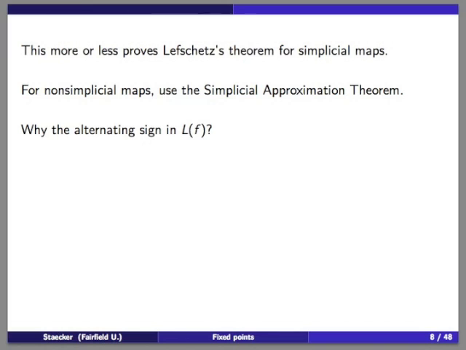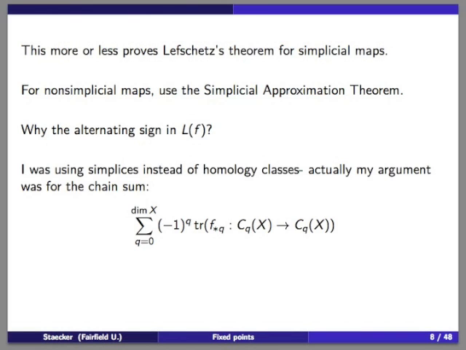I just want to talk a little bit about why the alternating sign in the Lefschetz number. What I just said, actually, you don't need this part, the alternating sign. Everything that I just said would still be true even if that was missing. I was being a little sneaky, though. I was talking about simplices. I said s is a simplex rather than homology classes, which is really what you should talk about in the trace of homologies. So actually what I just said would be a valid argument for the trace of the chain maps, right? Not the homology maps, but the chain maps.